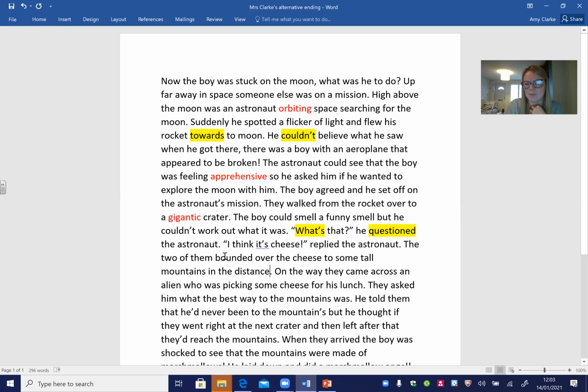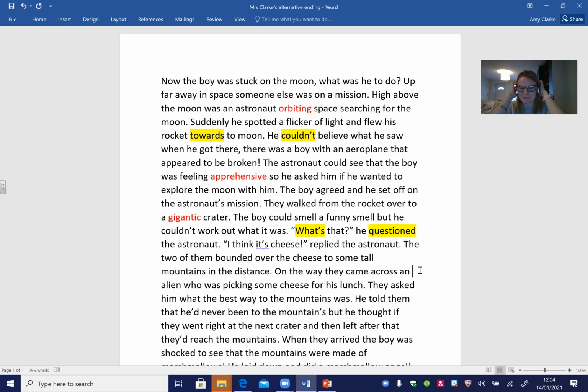I said I liked that word in my own adventurous vocabulary that I identified. So I like that word. That's a good one. Right, ready? On the way, they came across an alien who was picking some cheese for his lunch. Oh, I wonder if we could think of a word to describe the alien. How could we describe the alien? Can you pause the video now and think of two words that could describe how the alien looked? Off you go.